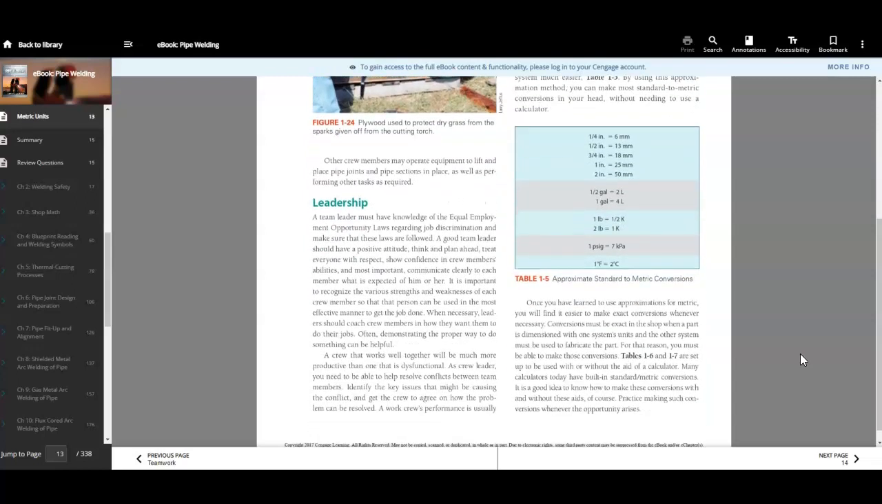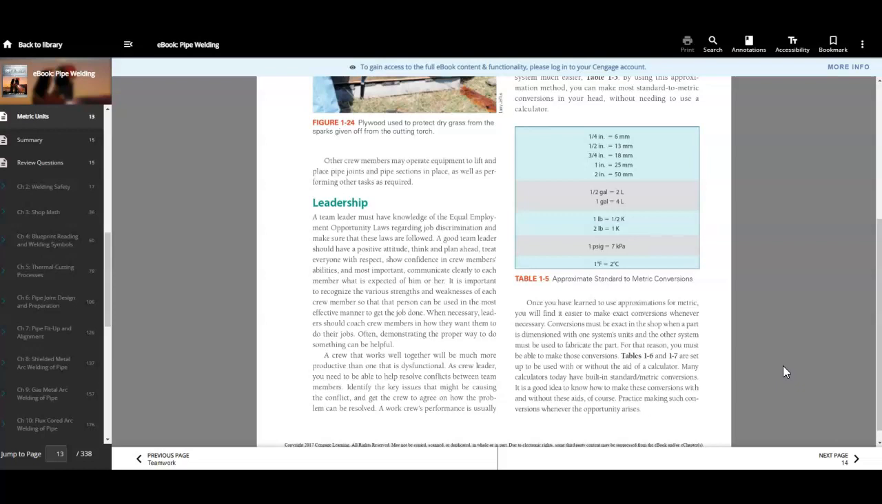Other crew members may operate equipment to lift and place the pipe joints and pipe sections in place, as well as performing other tasks that are required. Leadership. A team leader must have knowledge of the equal employment opportunity laws regarding job discrimination and make sure that these laws are followed. A good team leader should have a positive attitude, think and plan ahead, treat everyone with respect, show confidence in crew members' abilities, and most important, communicate clearly to each member what is expected of him or her.